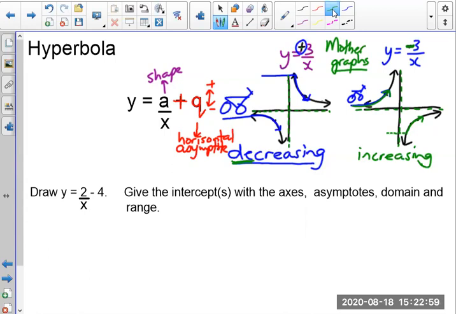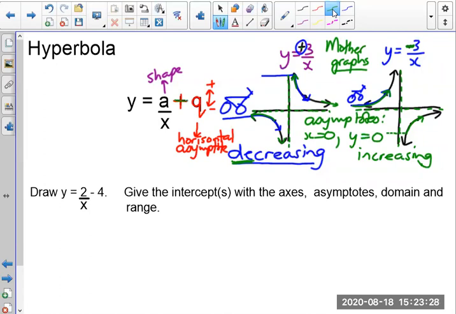And you see, it goes to the x-axis, but it never touches the x-axis. The same with the y-axis. So the x-axis as well as the y-axis, both cases are asymptotes. So I have asymptotes here of x equals 0 and y equals 0, the x and the y axis.